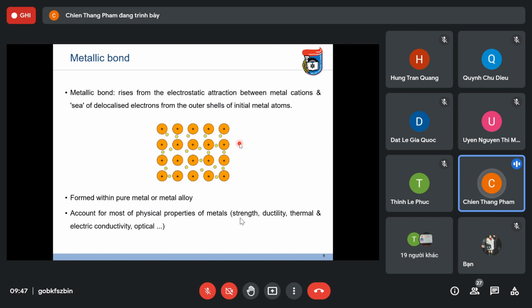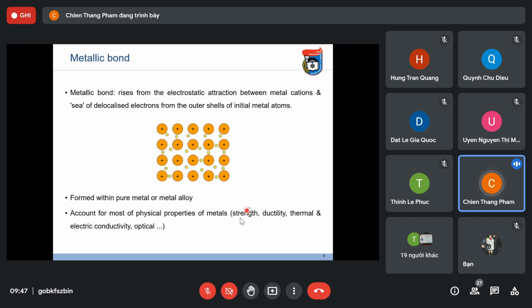It is similar for the thermal conductivity of metals. For example, when you heat up the metal at this point, the electrons can gain energy from the heat and move from here throughout the whole lattice, meaning they can bring the energy from this point to another point. That is why metals are thermal conductors.